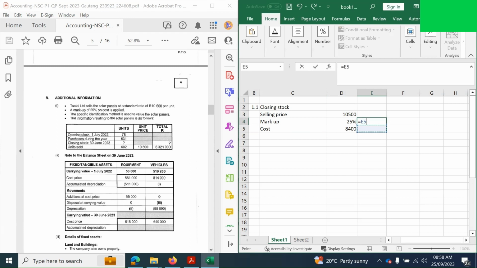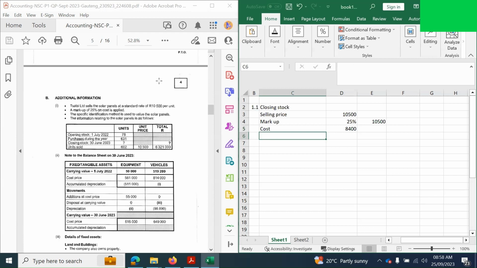And just to also check that I'm correct, so if I take my cost times 100% plus this 25% there, I should get back to 10,500. Okay, so I'm happy that the cost is correct.